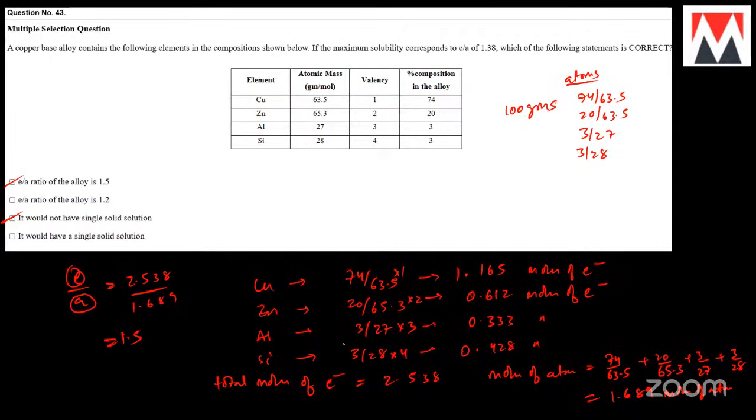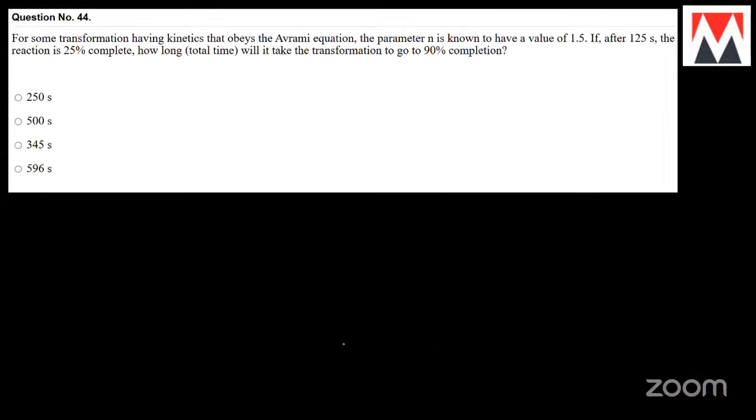I think everyone understood this. Next one. For some transformation having kinetics that obeys our Avrami equation, the parameter n is known to have a value of 1.5. If after 125 seconds, the reaction is 25% complete, how long will it take for the transformation to go to 90% reaction? So you have F is equal to 1 minus exponential minus kt power n.